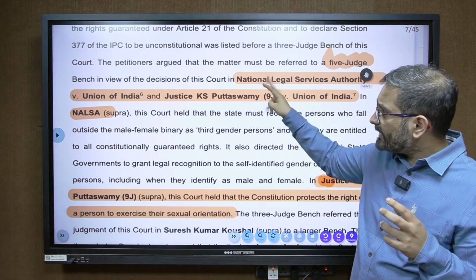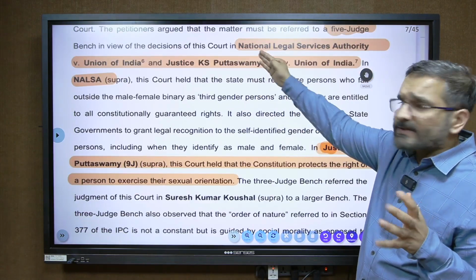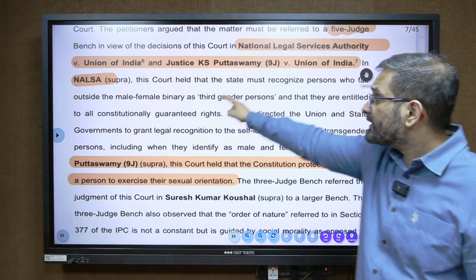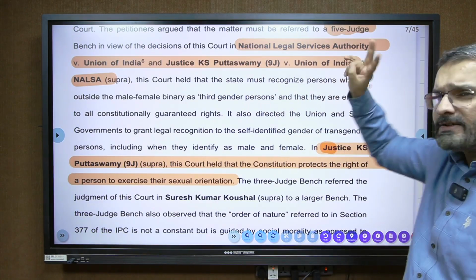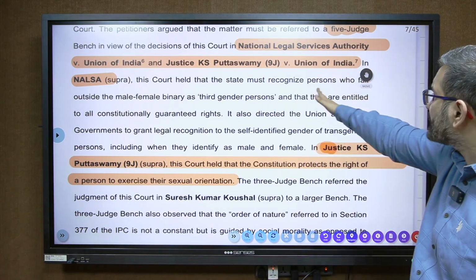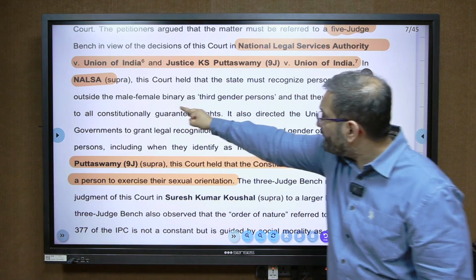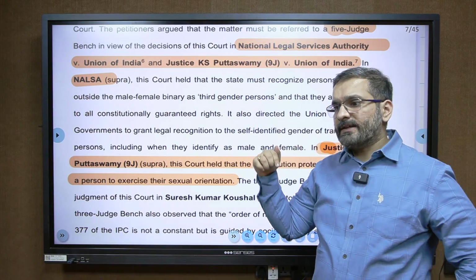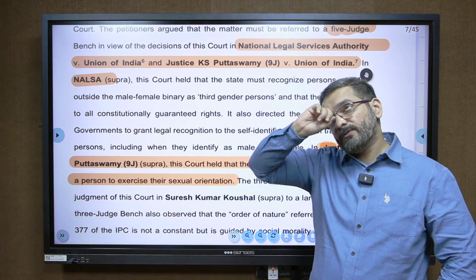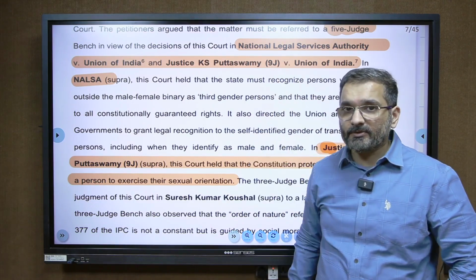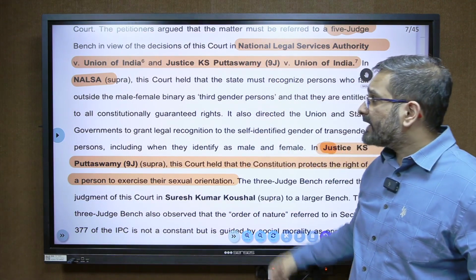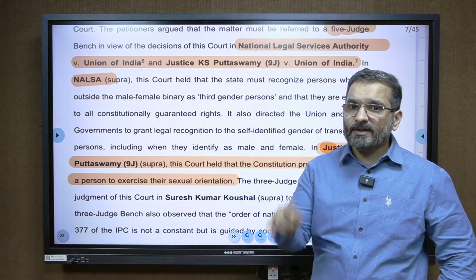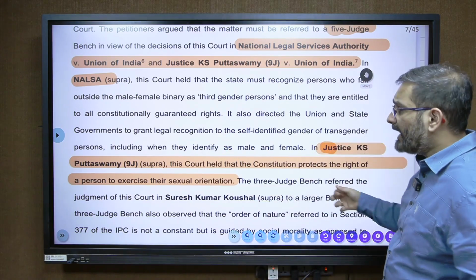In both of these cases, they can always ask you a standalone question also, that in NALSA, what was the decision? The court held that the state, as defined under Article 12, Part 3 of the Constitution, must recognize persons who fall outside the male-female binary as third gender persons. This has also been asked, that under which category. This was asked in DULLB 21, when DULLB was quite an advanced law entrance, that under which category was it recommended that the third genders be placed. That is SEBCs.